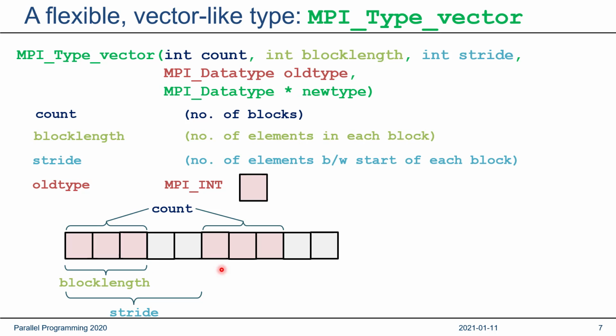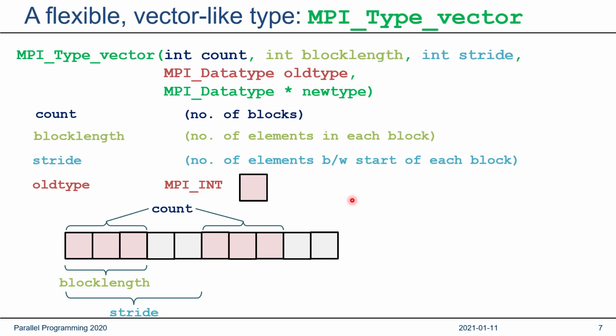This kind of selection out of this vector can be parameterized by 3 numbers: the count, the block length, and the stride. The count is the number of contiguous blocks we'd like to select. The block length is the length of a single block. And the stride is the offset from one block start to the next block start.